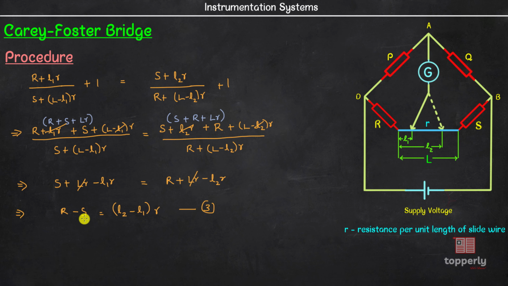Thus, the difference between resistances R and S is obtained from the product of resistance per unit length of slide wire and the difference between two slide wire lengths at balance.